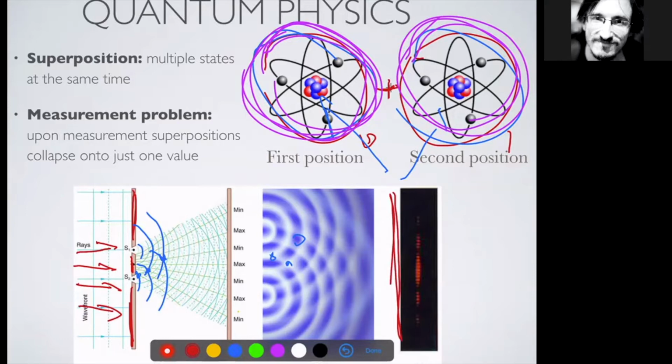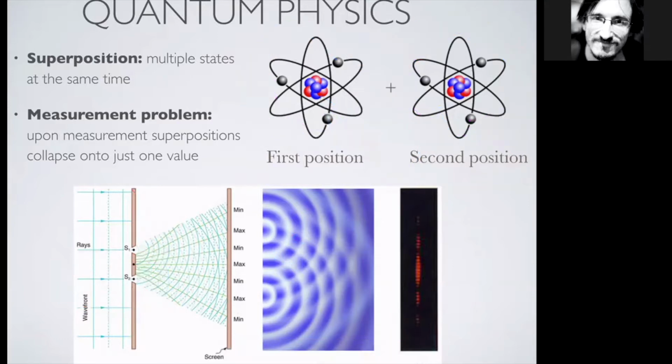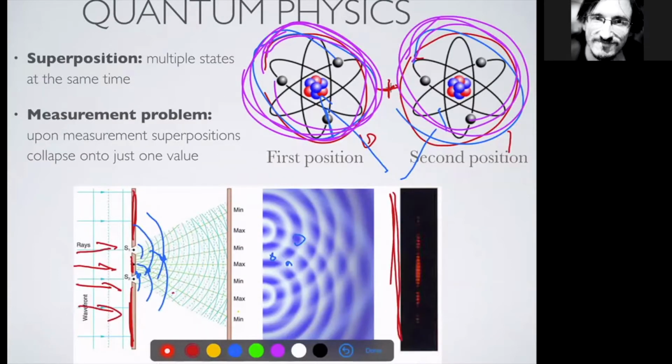Now, that's what you get with laser light. What's remarkable is that if instead of putting in laser light, I put in just a single photon here, which is an indivisible unit of light, I will see exactly the same interference pattern over here.